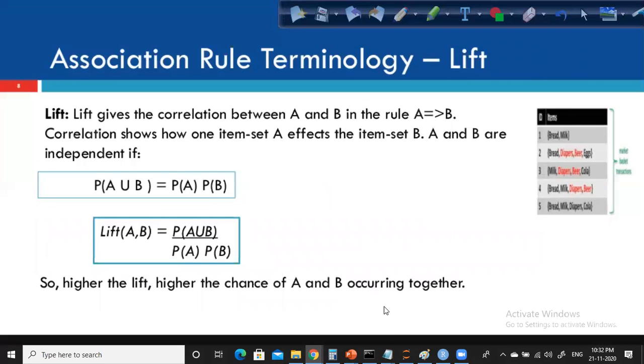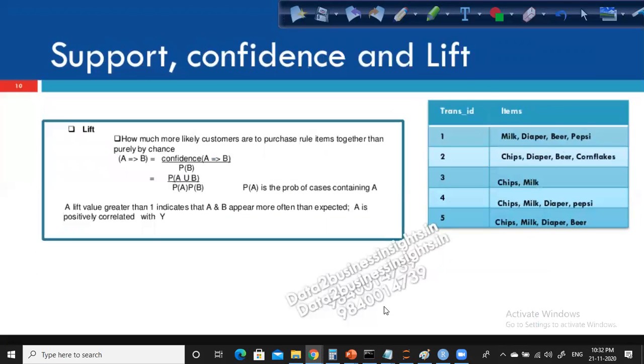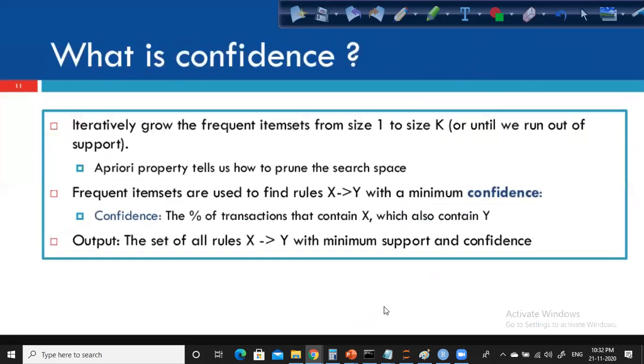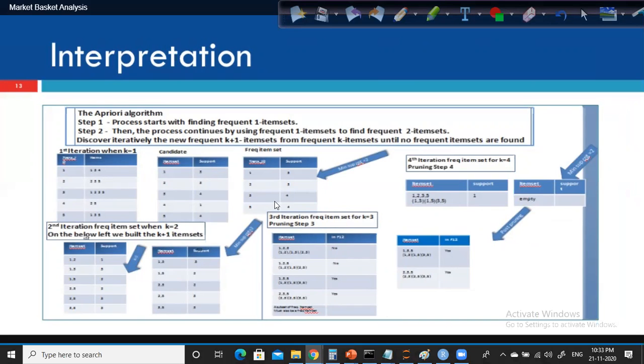That is what confidence is. And we have something called lift. Let us not worry about lift now, and let us directly jump in and understand how this Apriori algorithm works. Bear with me, okay? I somehow misplaced my PowerPoint.